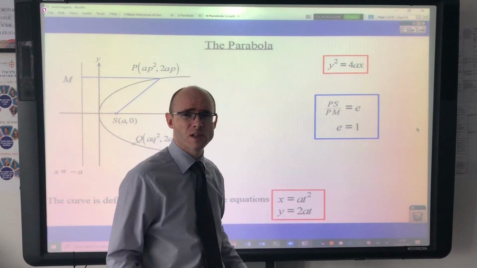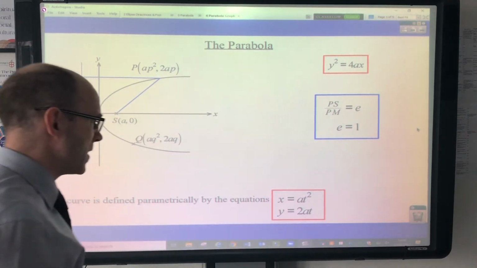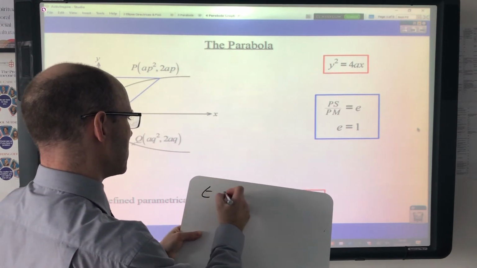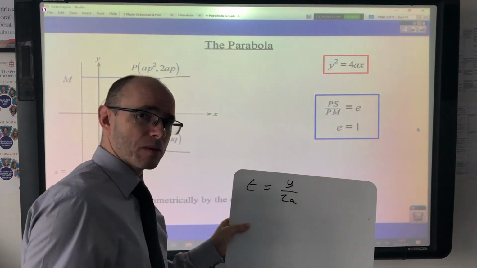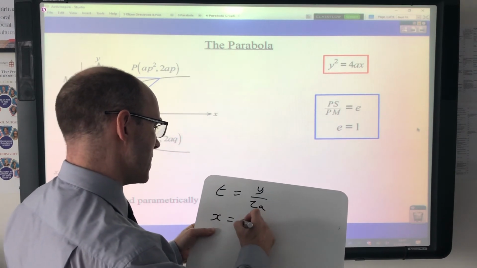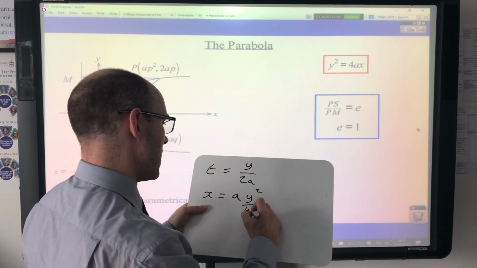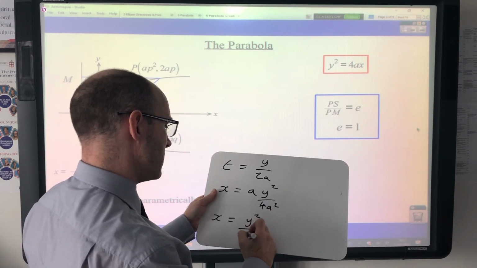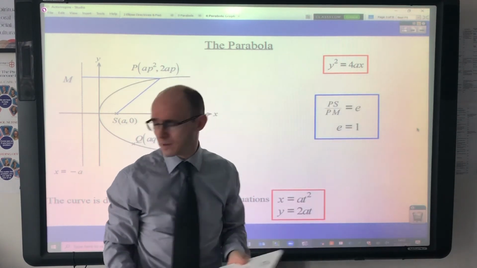Well, we just convert them into Cartesian equations. I'll just show you how. If we begin by making t the subject in the parametric equation for y, we would have t is equal to y over 2a. Then we'll substitute it into the parametric equation for x, and so x is equal to at squared, which is going to be a times that squared. So a y squared over 4a squared. And that simplifies to x equals y squared over 4a. Hence, bring 4a over there, y squared equals 4ax. Okay, so that's quite simple.